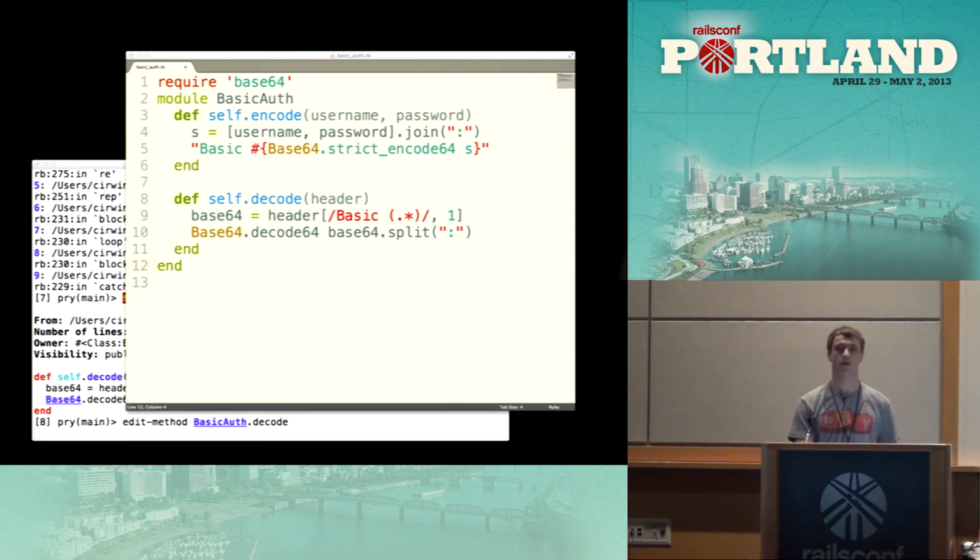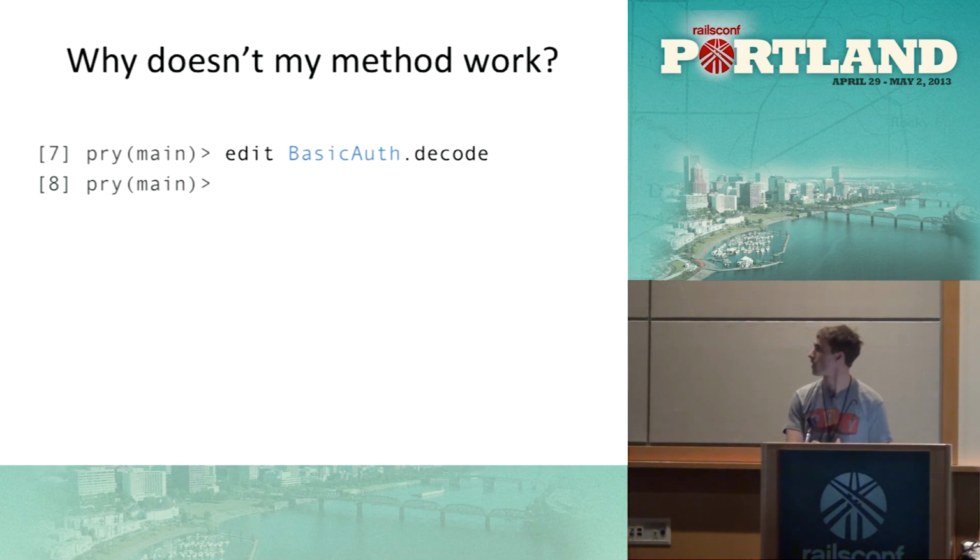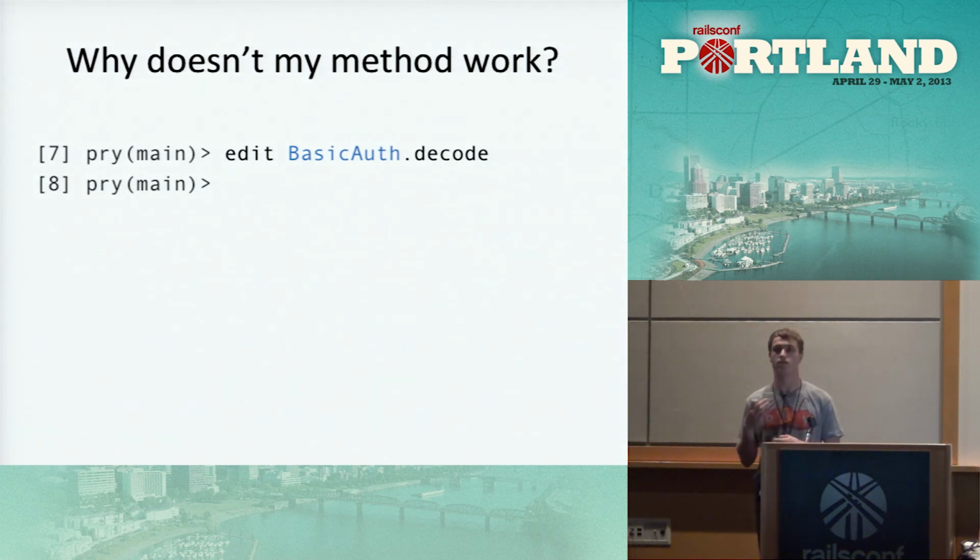So the fix is very simple. I'm just going to add some brackets around this base64 so that the splitting is happening on the decoded data rather than the encoded data. And then I close Sublime, and I'm back in Pry. What's less obvious is that in the background, Pry has actually reloaded the file. So the fix I made to the method on the file system has now been loaded into Pry. This means that if I try running these tests again, it will actually work.